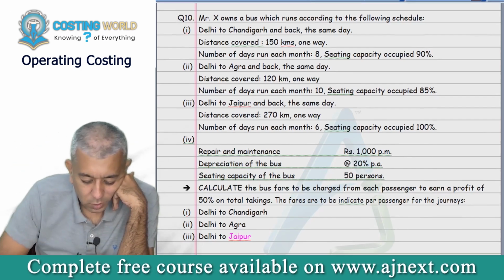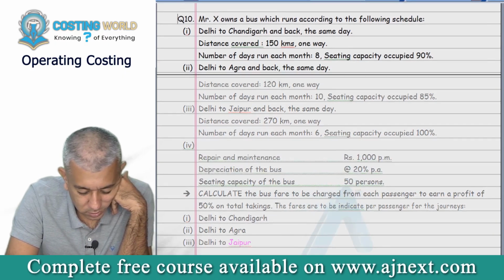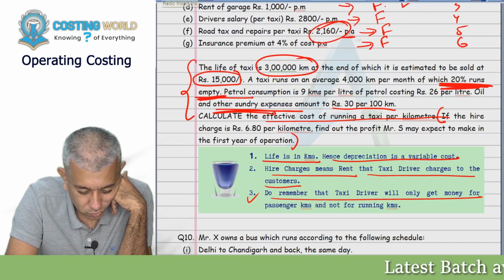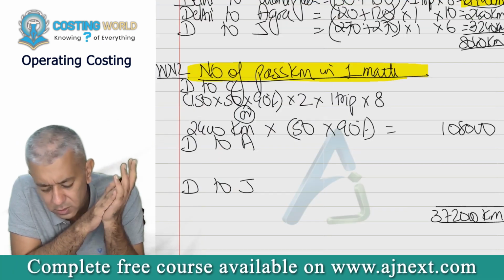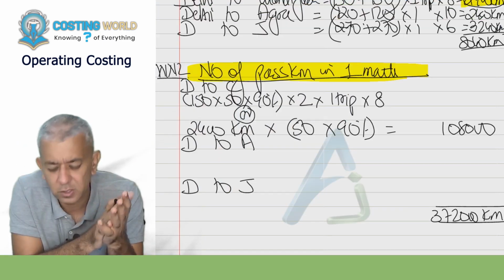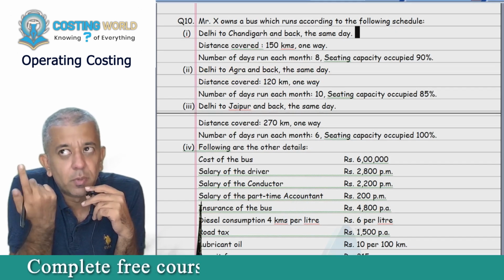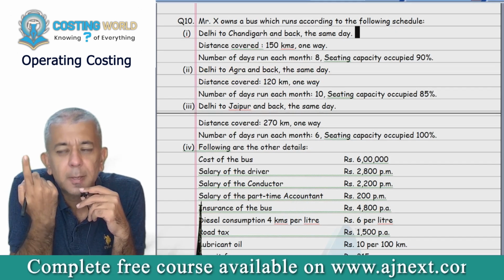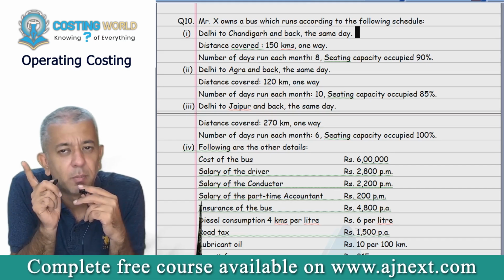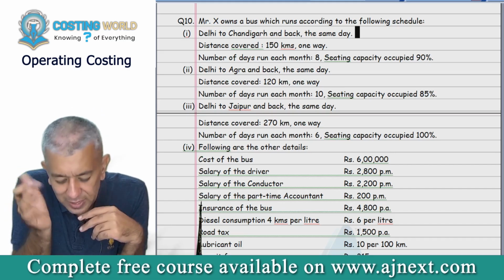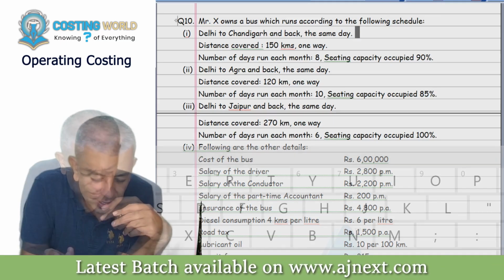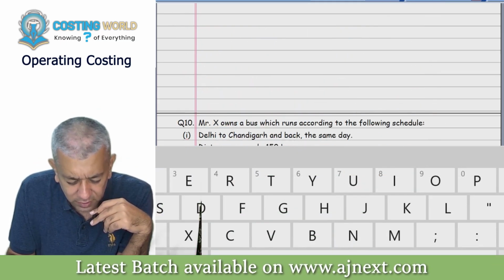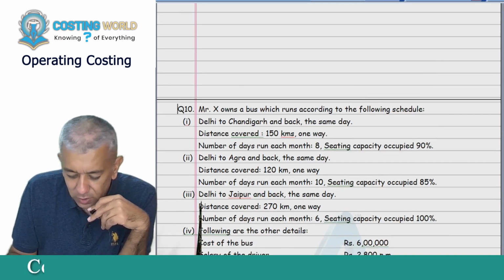Most of the other things, the 2 working notes, we have done as such. You have already computed the number of kilometers. You have already computed the number of passenger kilometers. So let's take it from there. I'm reading the question once more for a recap. In reality, we have not even read the question. So let's start reading that.